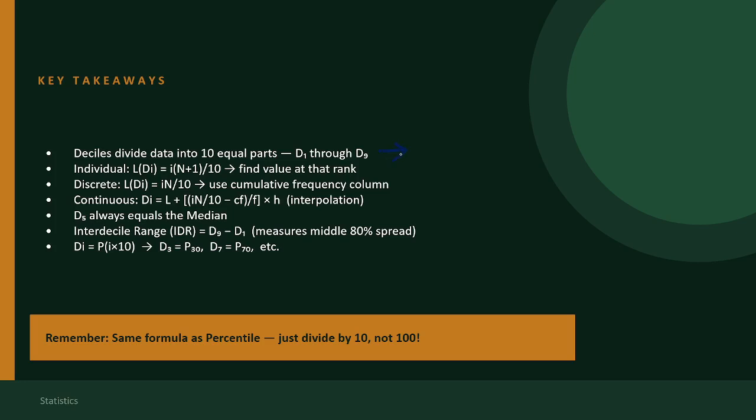Deciles divide our data set into 10 equal parts. In individual series, we will find the value with the formula D_i equals i into n plus 1 by 10, and for discrete series D_i equals i into n by 10, and for continuous series, for everything like quartile or decile or percentile, it is common, only the denominator will change. And D5 is always equal to the median, and also it will equal the 50th percentile, and the interdecile range IDR is equal to D9 minus D1.